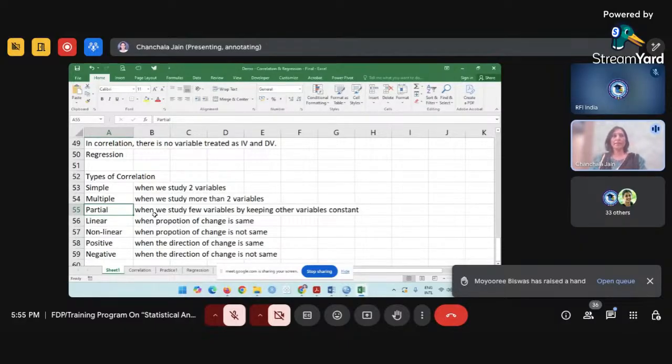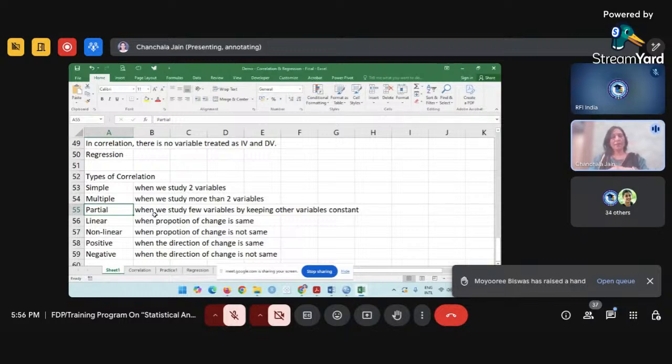When you are increasing one variable, the other variable is increasing. When you are decreasing one variable, the other variable is decreasing. It is known as positive correlation. Similarly, talking about negative, when you are increasing one variable, the other variable is decreasing. When you are decreasing one variable, the other variable is increasing, meaning the direction will be different. In that case, it is negative correlation.